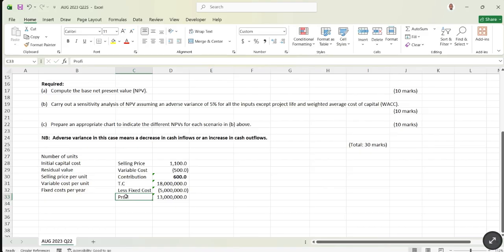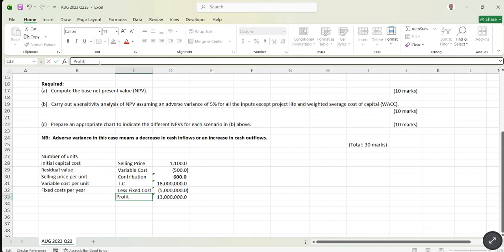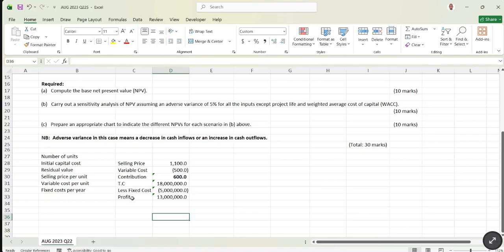Yes, so we have the profit there, as simple as that. If you want, you can calculate the NPV. How do you get NPV? If you put an equal sign and request NPV, you'll be able to see the rate, then the values 1, 2, and so on. But we are not going there.